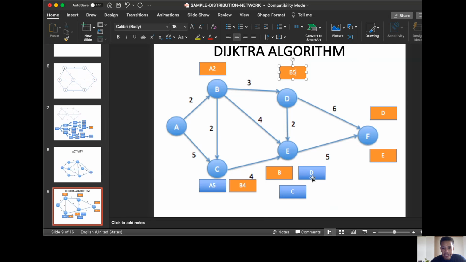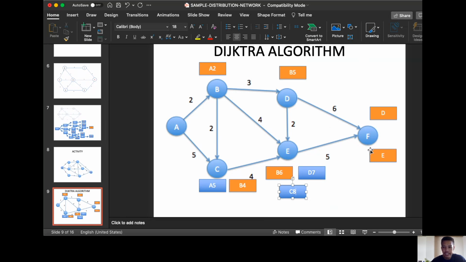And then E. For E, there are three boxes, meaning three arrows. So let's check if it comes from D. 5 plus 2, this is 7. If it comes from B, that's 2 plus 4, this is 6. And from C, now this is the problem. You have two choices. Which do you consider? The principle in Dijkstra algorithm is to choose which among the boxes has the lowest value. So in this case, we'll take B because it has the lower value. So 4 plus 4, this is 8.